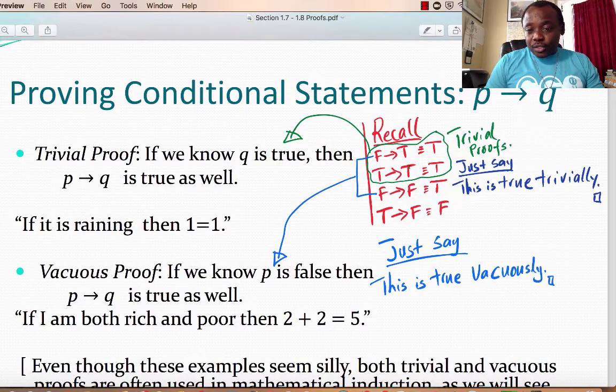As long as Q is true, P implies Q would be true. So false implies true is true. True implies true is true. So these are called trivial proofs.